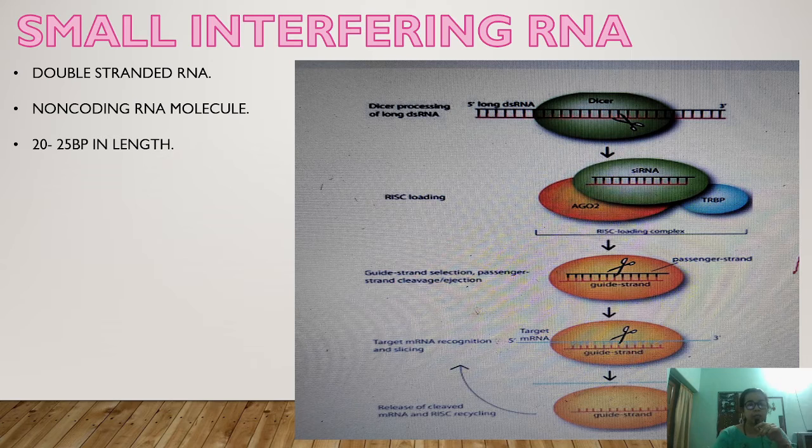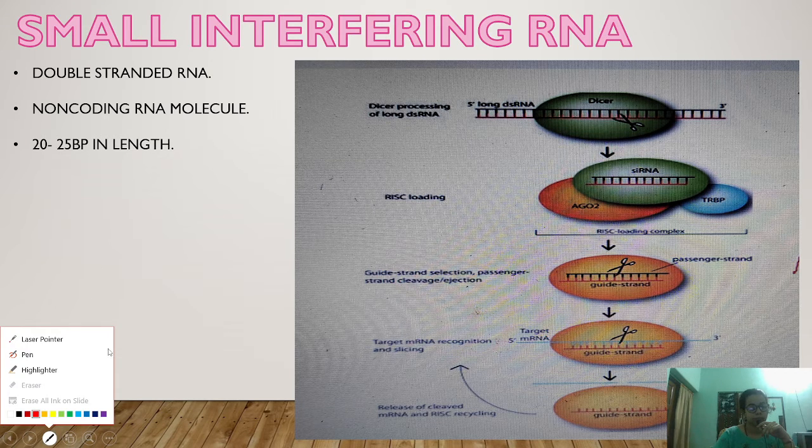First we will deal with the small interfering RNA. What is small interfering RNA? It is a double-stranded RNA. As you can see here, I have mentioned 3 points regarding the small interfering RNA, and this diagram represents the mechanism of how it works. So let's begin.